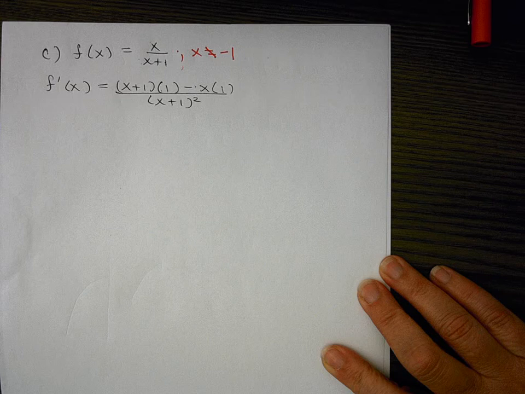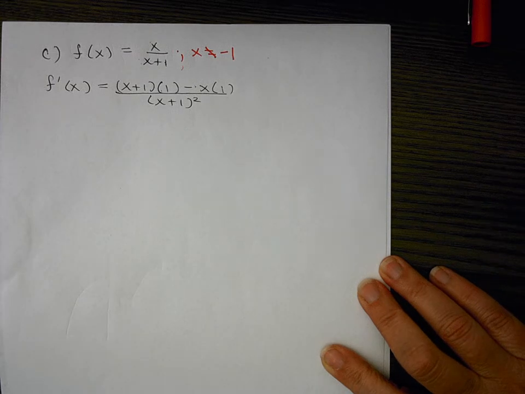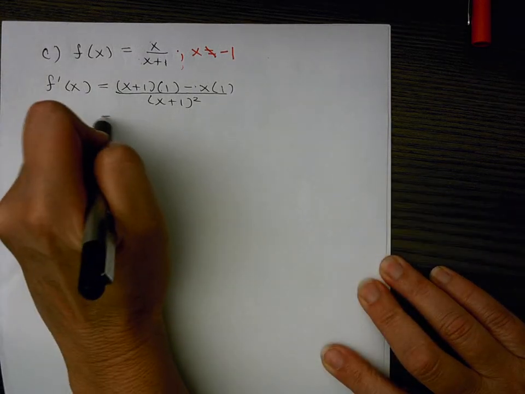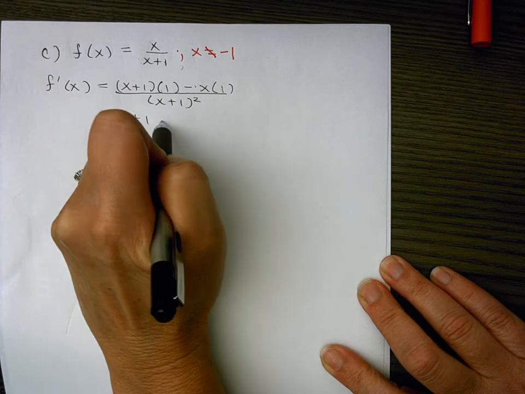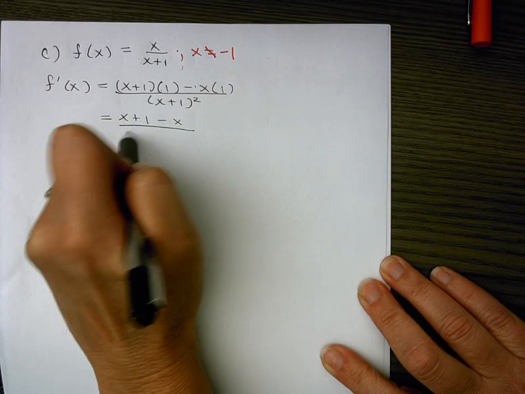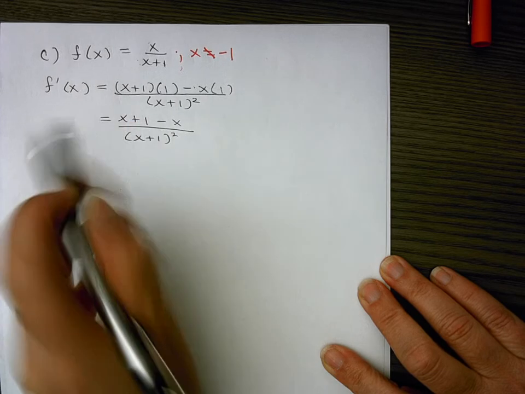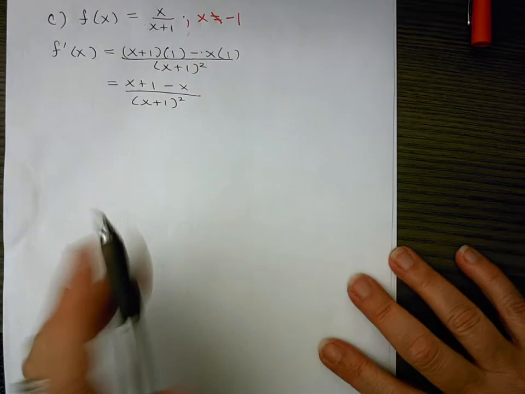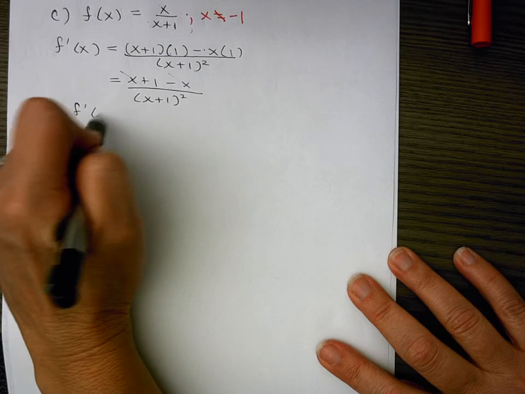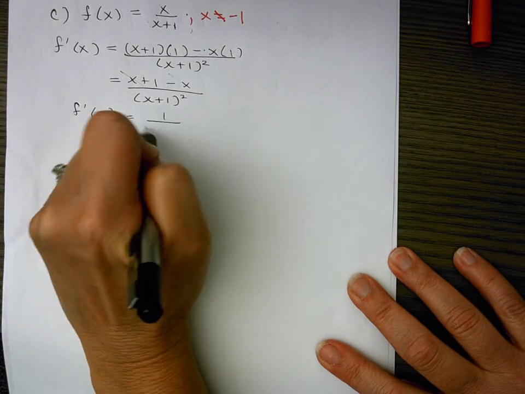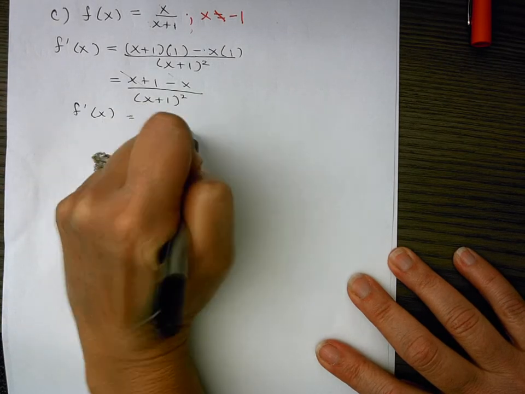Not that I have to simplify, but I'm going to go ahead and simplify this just a little bit here. So I'm going to multiply in that 1, so x plus 1, and then minus x. And then I would combine like terms, so x minus x is just going to cancel, so then I would have f prime is equal to 1 over x plus 1 squared.